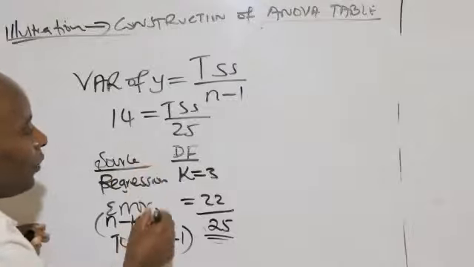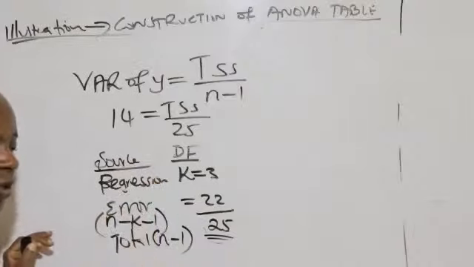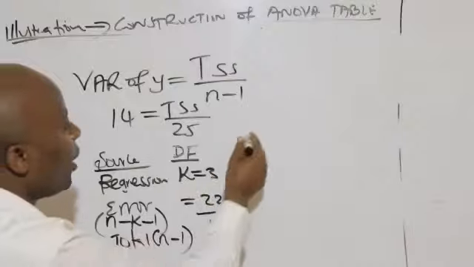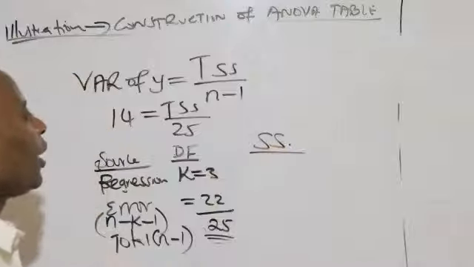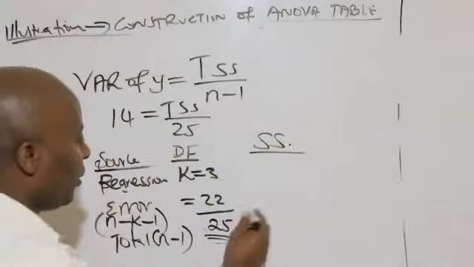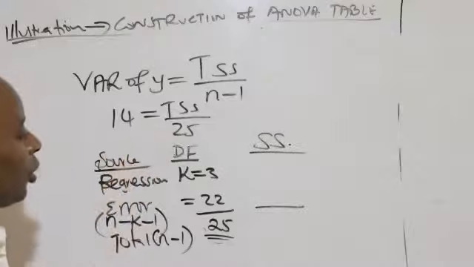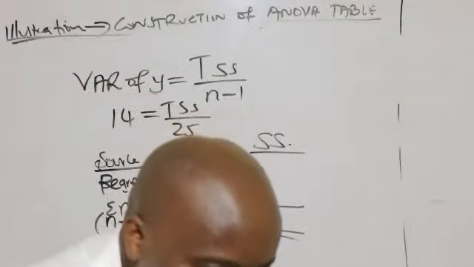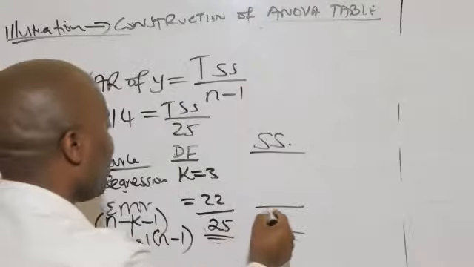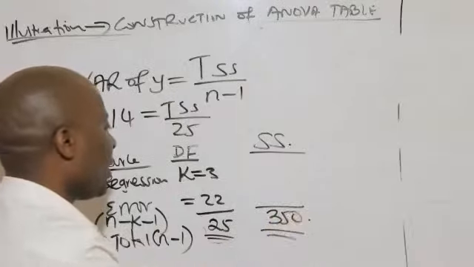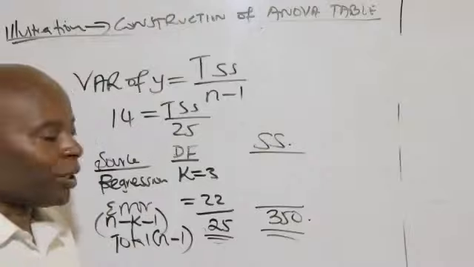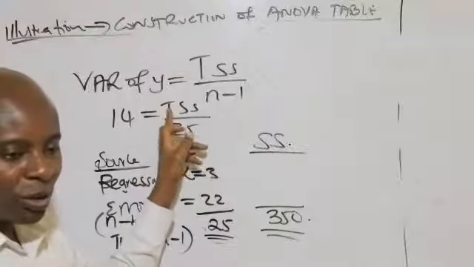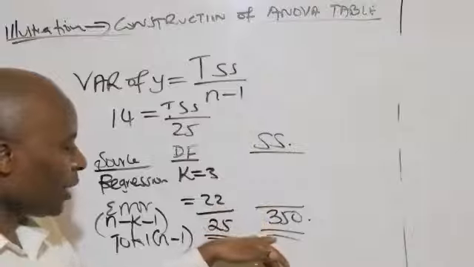So could you then kindly give us this total sum of squares? So we have here the sum of squares. If you multiply, 25 times 14, what are you able to see, ladies and gentlemen, that 25 times 14 gives us? 350. This gives us 350. So please write this in full: this is the total sum of squares, which you've been able to get here as 350.